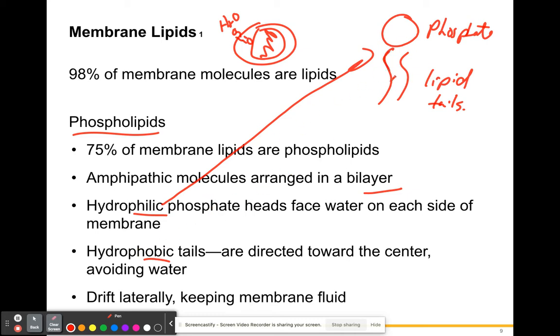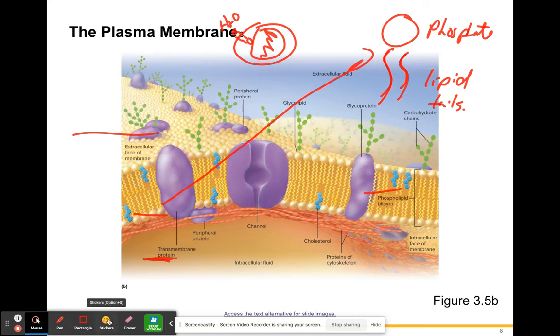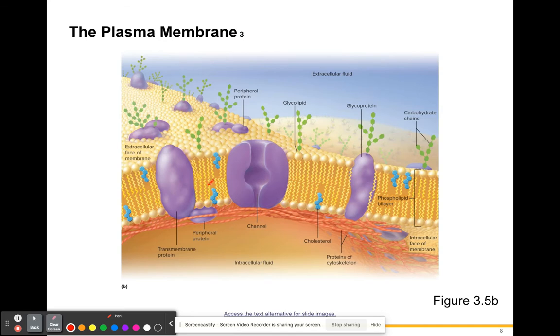But the tails, these tails are hydrophobic. Hydrophobic means that they dislike water. So we don't want these tails pointing at anything water-based. So if we go back a slide here, and I erase all of this stuff, we could see that this extracellular fluid here is mostly water, and we have our phosphates pointing towards that water. And in here we have intracellular fluid, or our cytoplasm, our cytosol, and that's mostly water as well. So we want these phosphate molecules pointing towards the water areas. We don't want these lipids pointing towards the water areas because they don't like water, right?